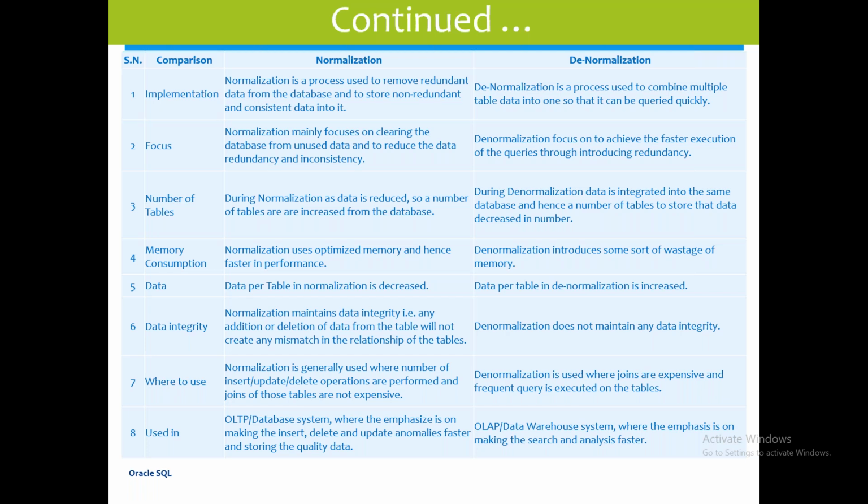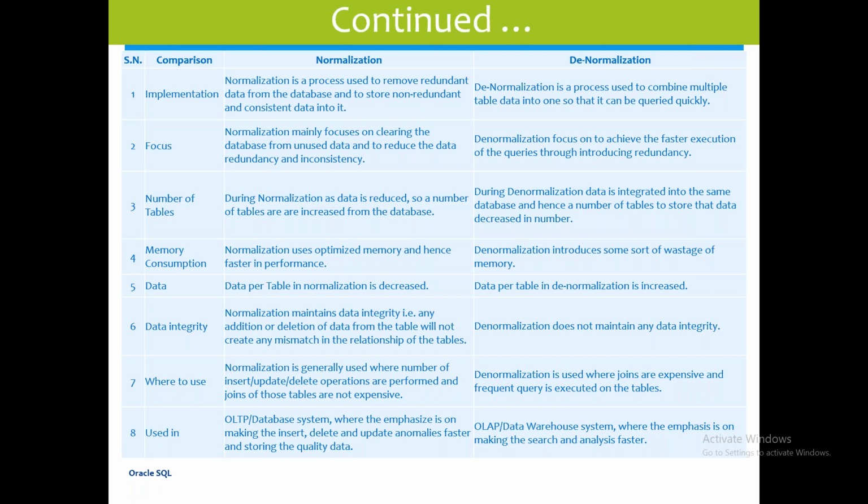Then come to the number of tables. The number of tables will be more in normalization, because one table is split into 2 parts, 3 parts, 10 parts, 20 parts. A splitting mechanism is coming, that's why table count is more. In denormalization, table count is less. It will decrease the number of tables. Maybe one, two or three tables will be there. But in normalization, 10, 20, 100, 200 tables will be there. So the count of tables will be more in normalization and less in denormalization.